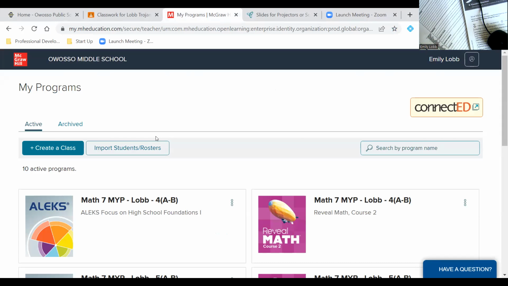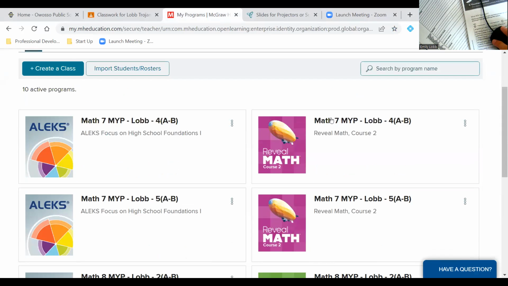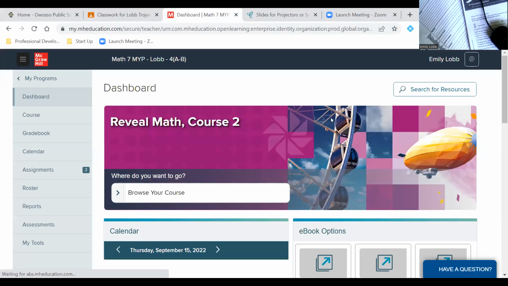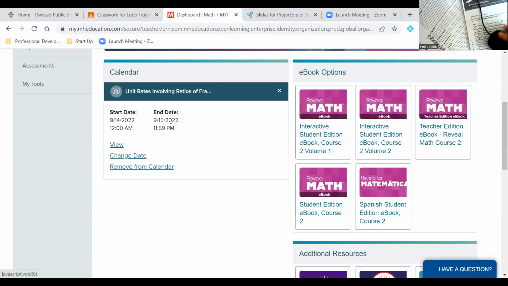Hopefully you bookmarked Clever. When you go into Clever and get into McGraw-Hill, that's our red app we'll be using. Your 7th grade should look like this purple thing here, and you can access these materials here as well. Okay? So today, right here, it says we're doing unit rates involving ratios of fractions.